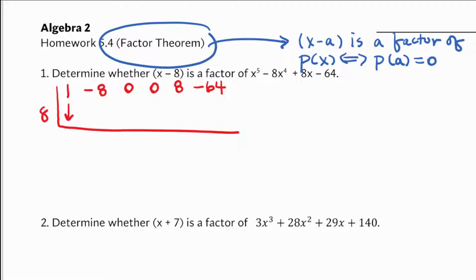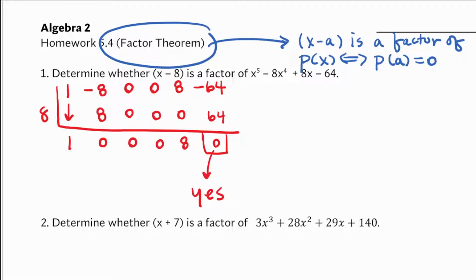Okay, so I'm dropping this down, that's going to be 1, multiply, add, multiply, add, multiply, add. Okay, this is fortunate. Multiply again, 0 times 8 is still 0. Add, now I'm finally getting something that's not 0. Okay, and now I'm going to multiply, add, and since I get a remainder of 0, I know that p of 8 is 0 if p of x is x to the 5 minus 8x to the 4 plus 8x minus 64, so I can say that yes, it is a factor.